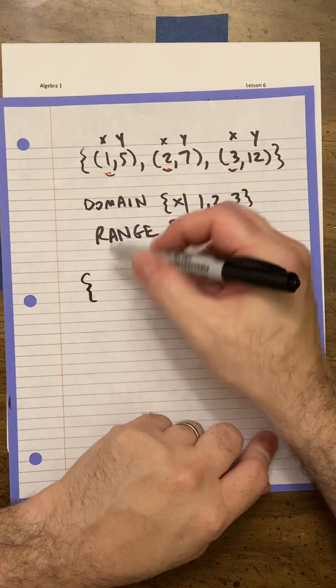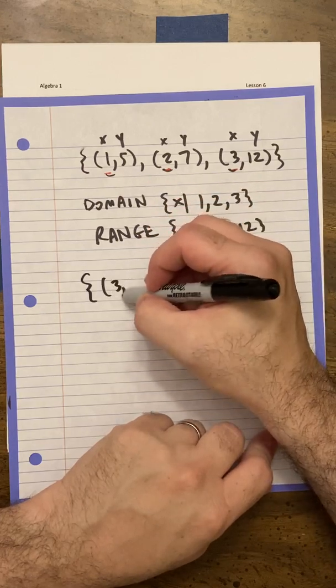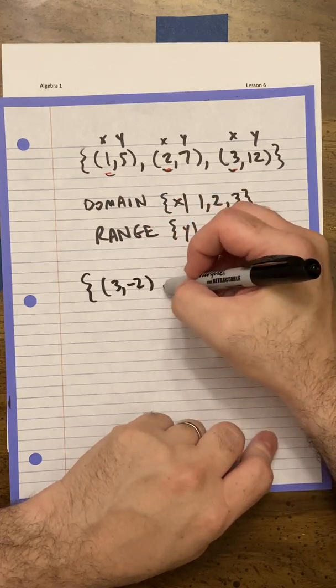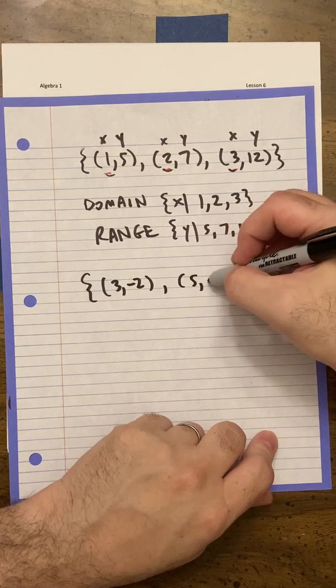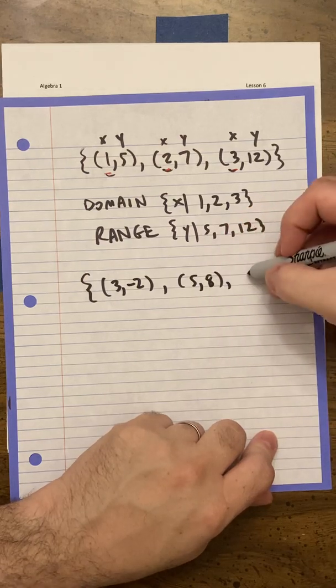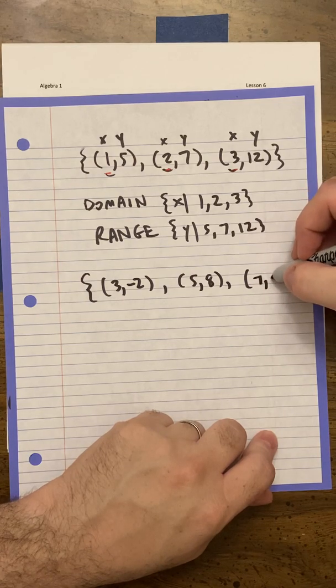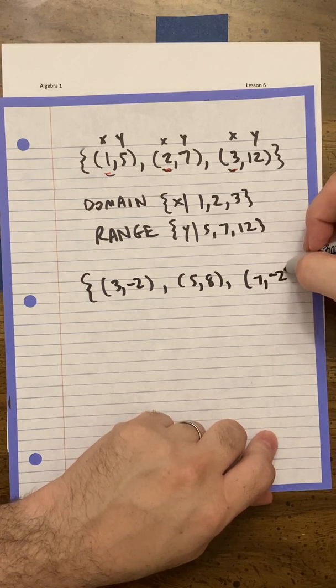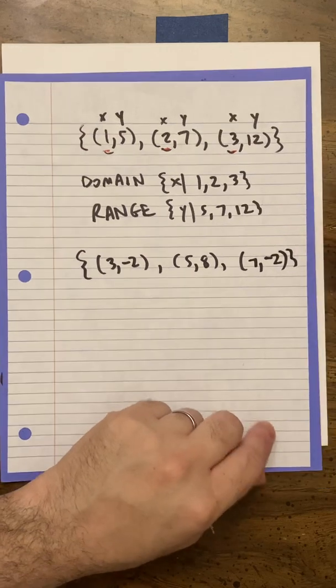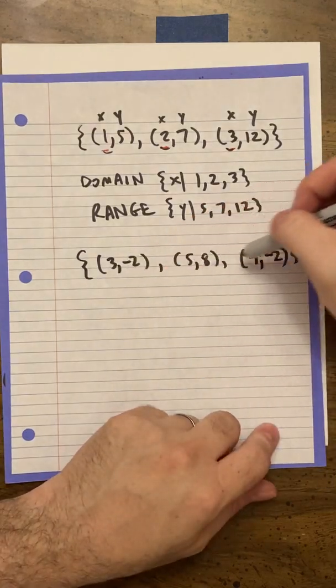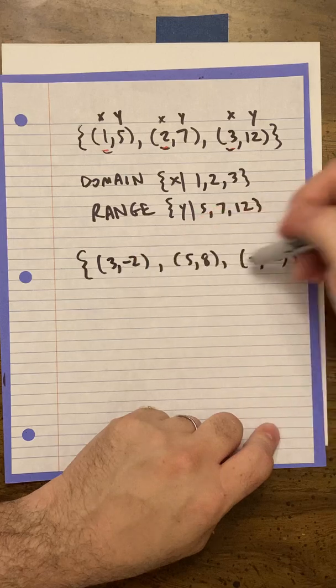I'm going to make another relationship. Let's say (3, -2). Let's say (5, 8). And let's try (7, -2). Okay, so is it a function? Well, the x values are all different, so yes, it's a function.